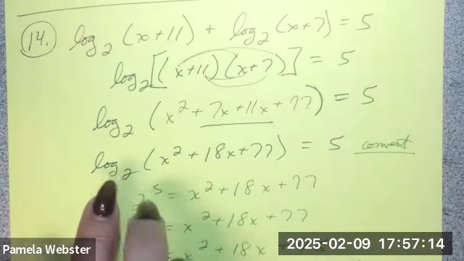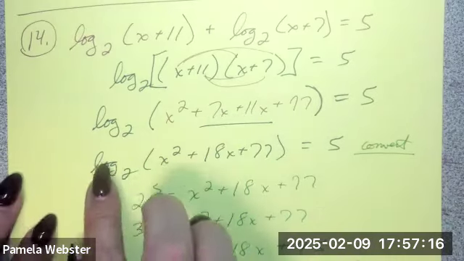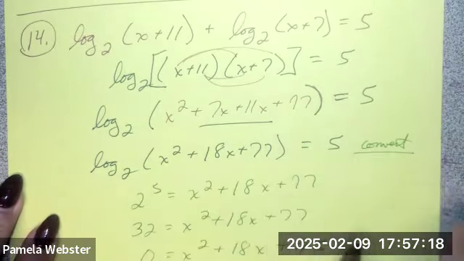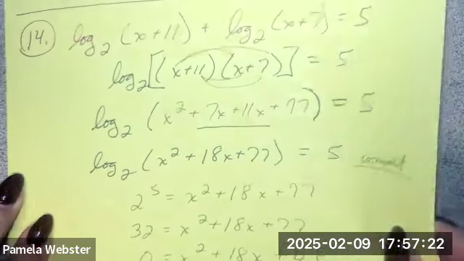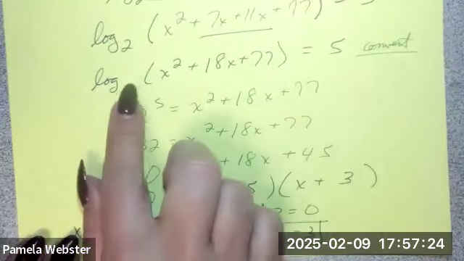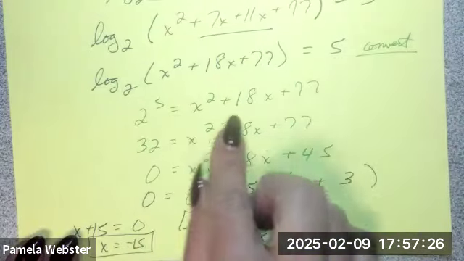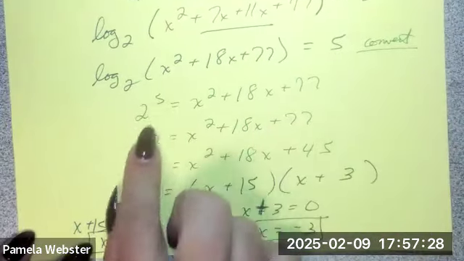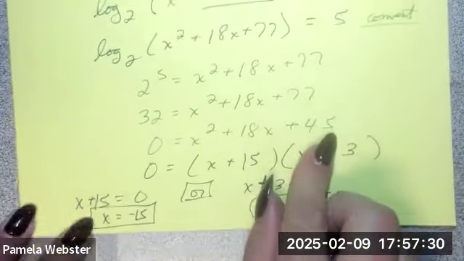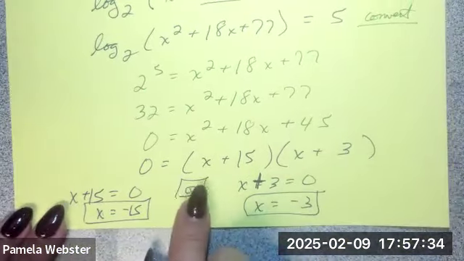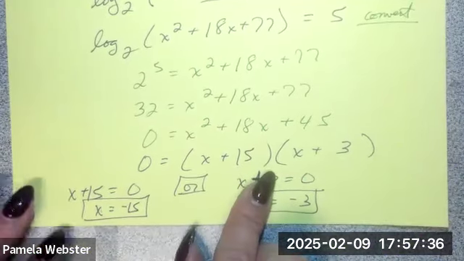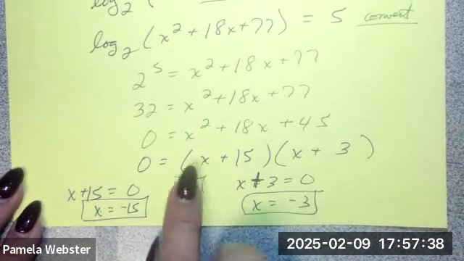And now I combined my like terms. Log base 2 of the stuff equals 5. And I say, hey, now I've got a logarithm equal to a number. So I convert. 2 to the 5th equals all that stuff. 2 to the 5th is 32. I subtract it. I've got 45. Hopefully you've done all this. If not, pause it because I'm working through it really fast.